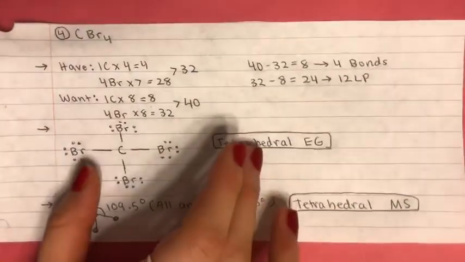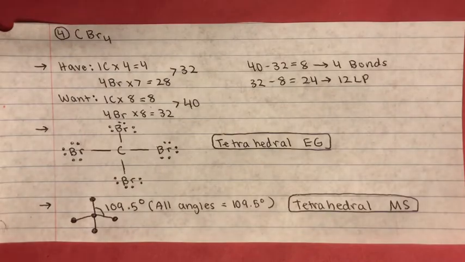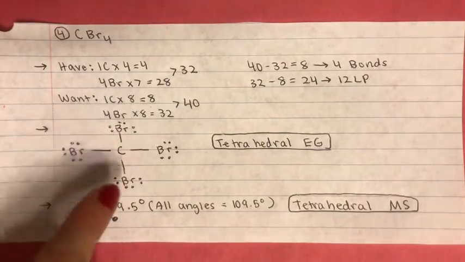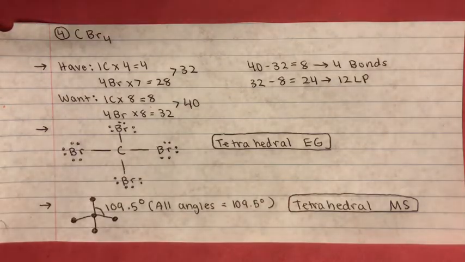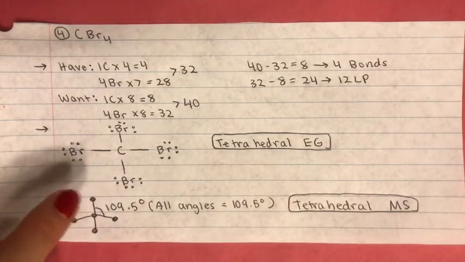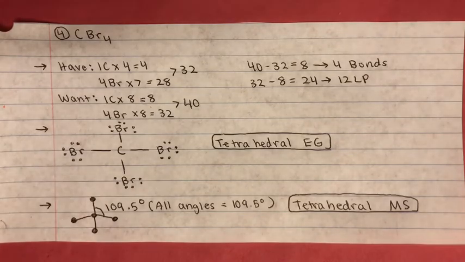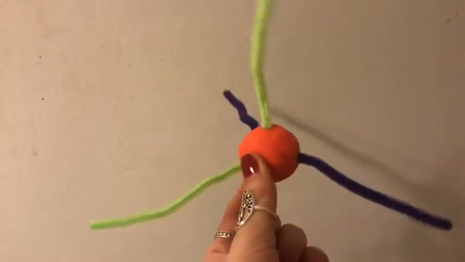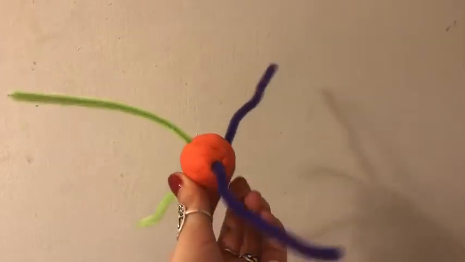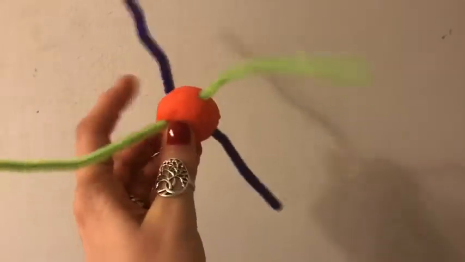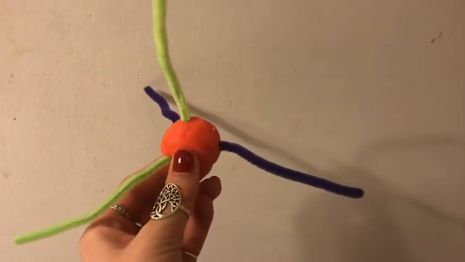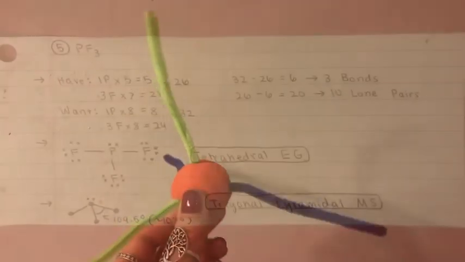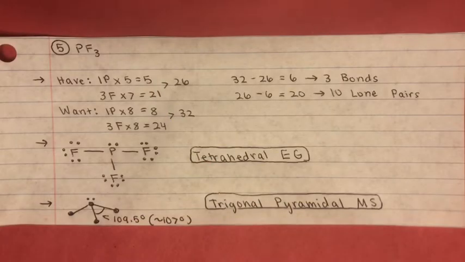The electron geometry is going to be tetrahedral because there's a center atom with 4 atoms surrounding it. The molecular shape is also going to be tetrahedral because there's a center atom and 4 atoms surrounding it. The bond angle is going to be 109.5 degrees. The three-dimensional version of CBr4 would look like this. Once again, it's tetrahedral. It has a center atom with 4 things surrounding it, and a bond angle of 109.5 degrees. On to the 5th example, PF3.